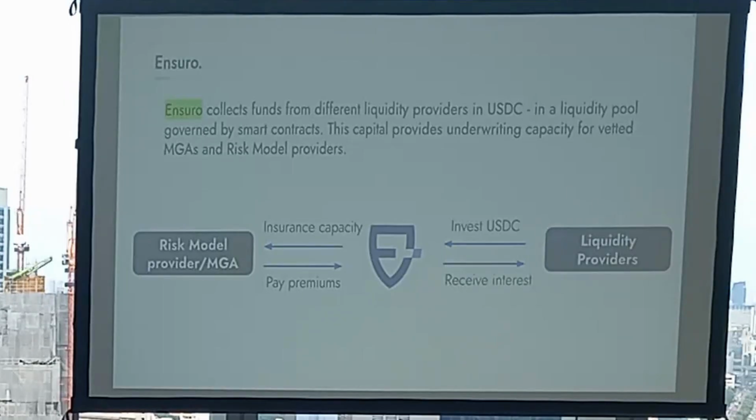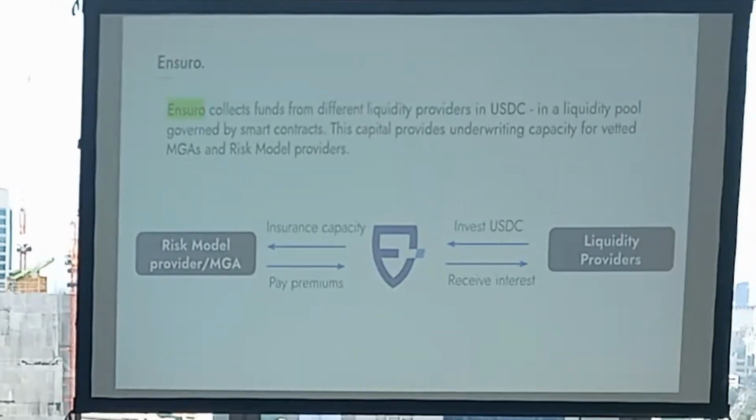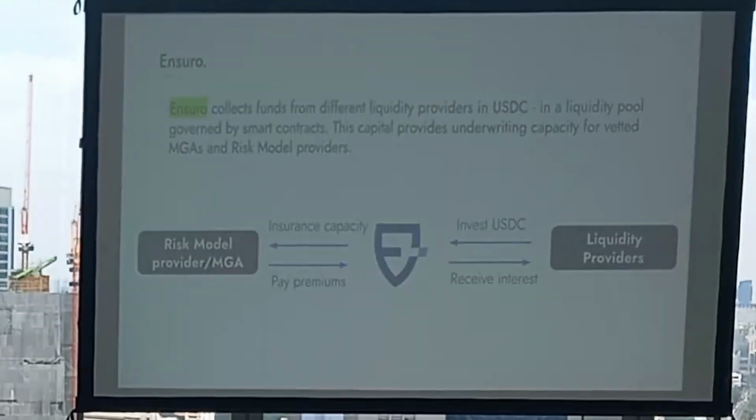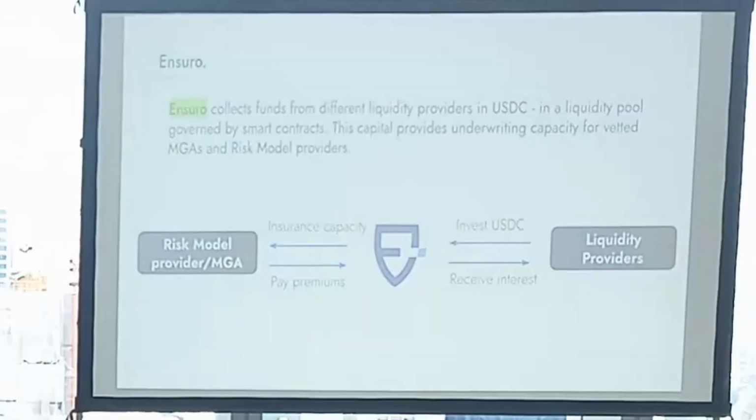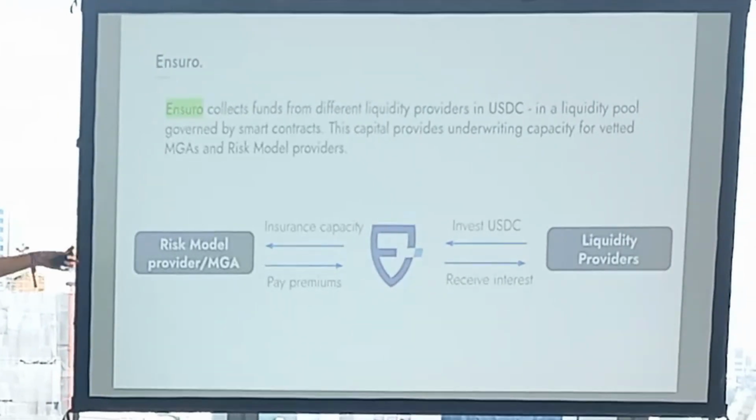In short, the description of Ensuro is that we collect capital from liquidity providers in the form of stablecoins, and we use that capital to back up risk. The way it works is that we partner with risk model providers or MGAs, who bring the risk and the distribution of the policies, and we provide them insurance capacity, and they pay premiums. On the other side we have the liquidity providers. The liquidity providers provide capital, and in return they receive an interest.